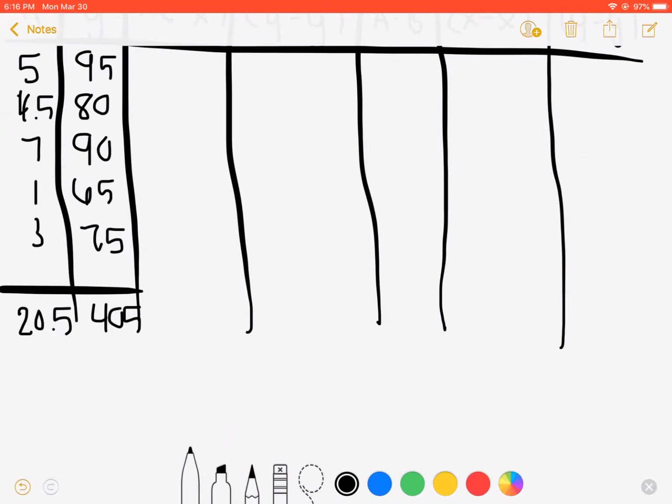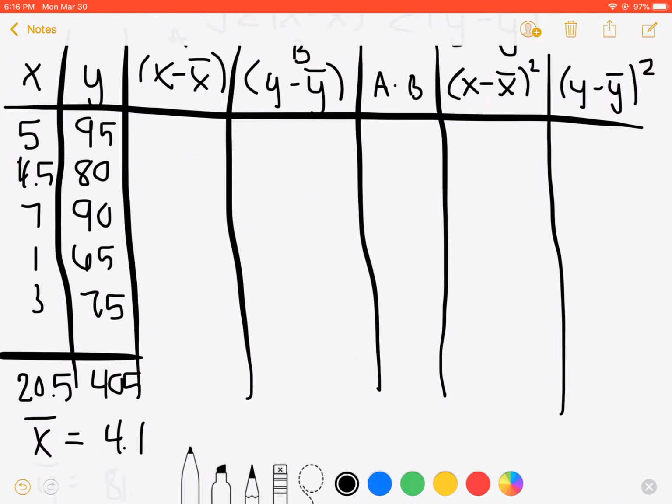So then I divide those by 5 because there's 5 of them. So our mean of our x is 4.1, and the mean of our y is 81 when I do that. Okay, so then my next column is I'm going to take each of my x values, and I'm going to subtract my mean from each of them.